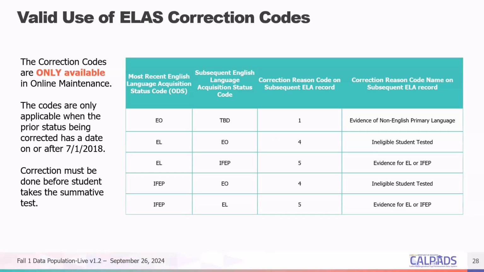This is the valid uses of ELAS correction reason codes table, which you can also find in the CALPADS user manual, and it provides scenarios where correction reason codes are appropriate.